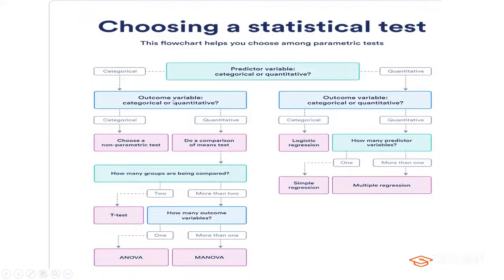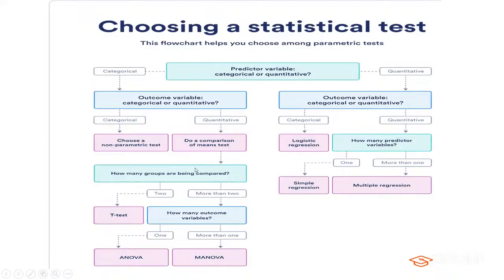So we can perform predictions in terms of categorical or quantitative. For the outcome variables, we need to identify whether it is categorical or quantitative. On the basis of that, if it is categorical, then choose a non-parametric test. And if it is quantitative, then do a comparison of means test. In the quantitative case, identify how many groups are being compared, and then perform the experiment.